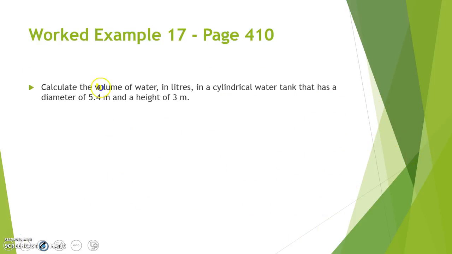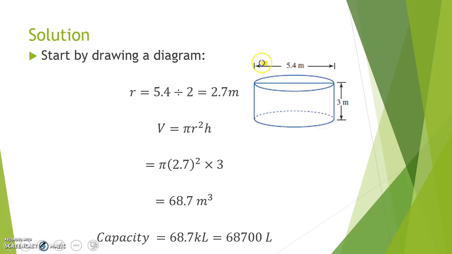Okay, here's an example. Find the volume of water in litres, so we're actually after capacity this time, of a cylindrical, another name for cylinder, water tank. It has a diameter of 5.4 and a height of 3 metres. So our first step here is to draw a diagram. So here's our diameter, right across the circle. There's our height of 3. Now, our rule is volume equals pi r squared times h. We need radius. So first step is divide the diameter by 2 to get the radius. Only halfway across. We substitute in for r and h, and we get 68.7 cubic metres.